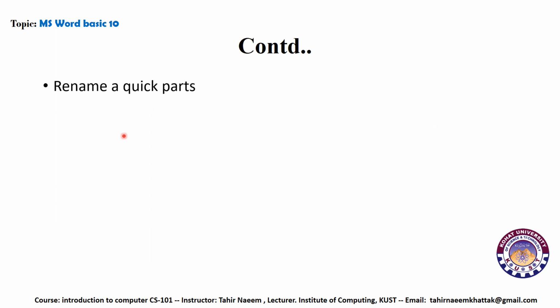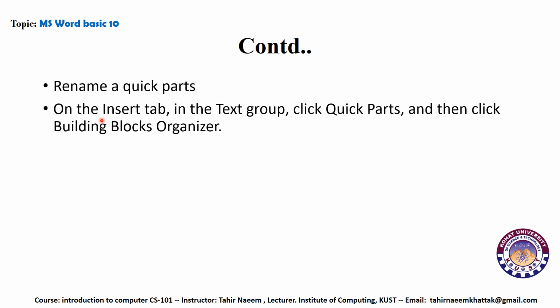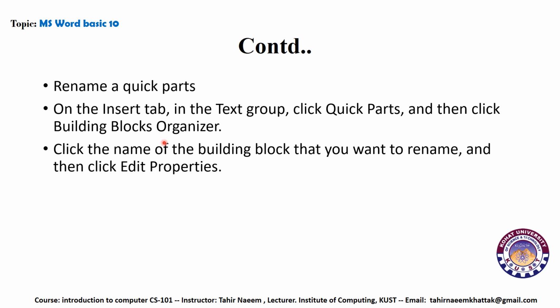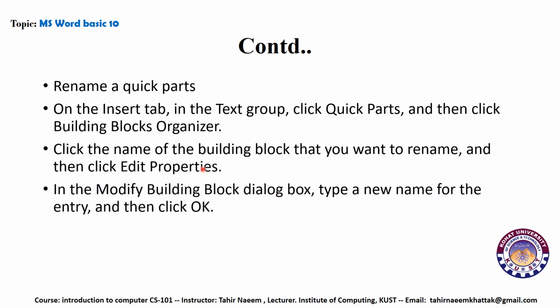Rename a Quick Part. Basically, on the Insert tab in the Text group, we will go to Quick Parts and click on it, and then inside Quick Parts we will click on Building Blocks Organizer. We will click on the name of the building block that we want to rename and click Edit Properties. Then the option will be available to us. In the Modify Building Block dialog box, type a new name for the entry and click OK.